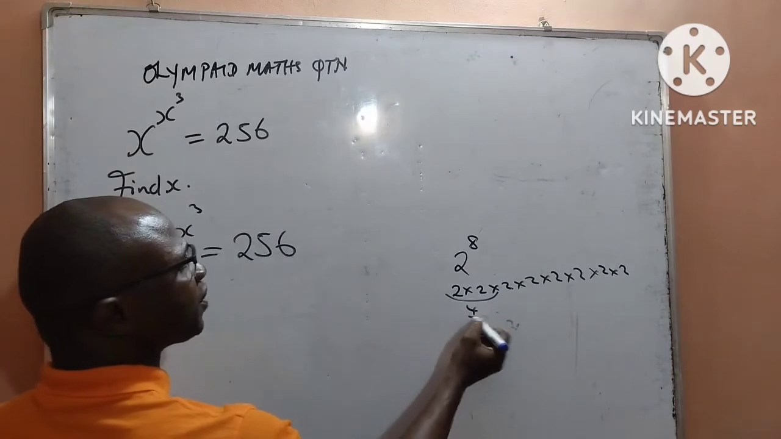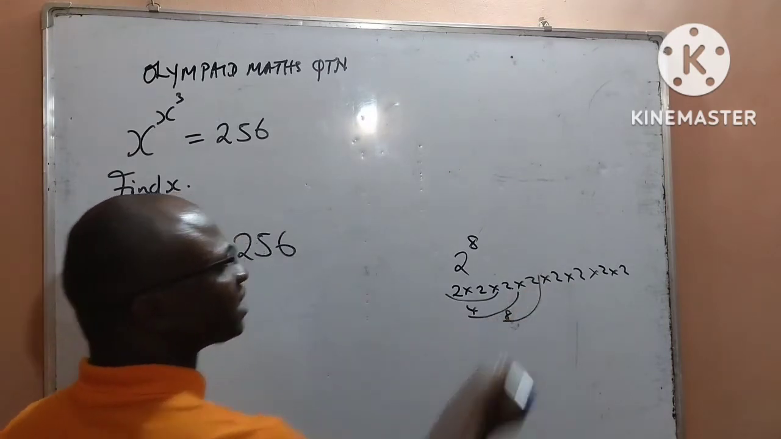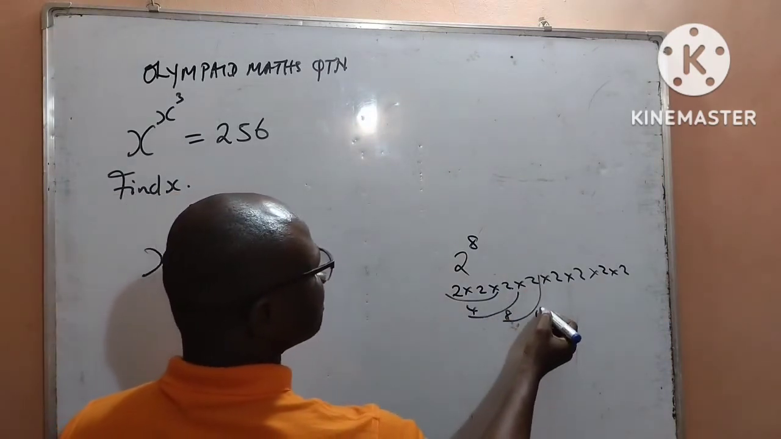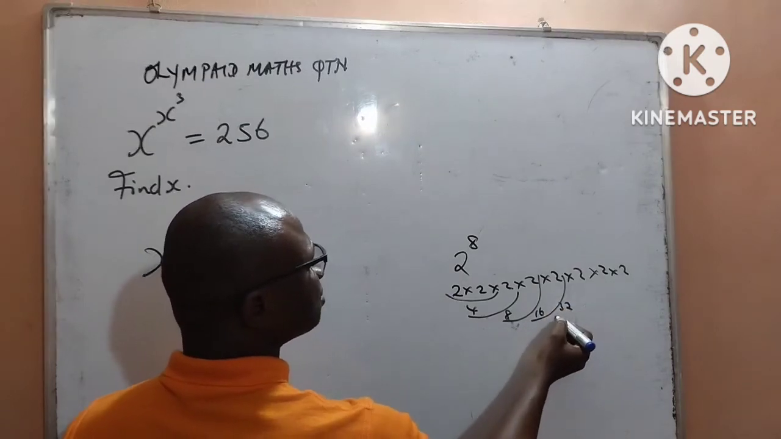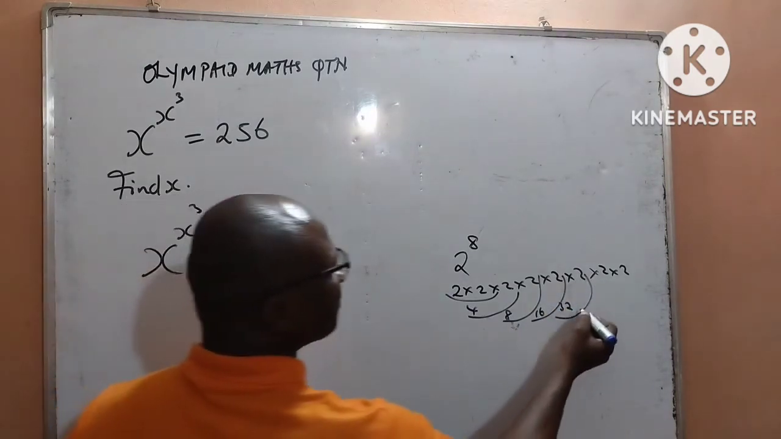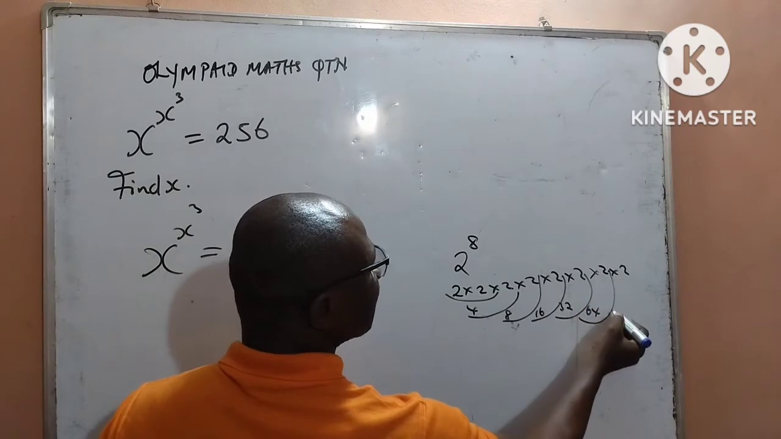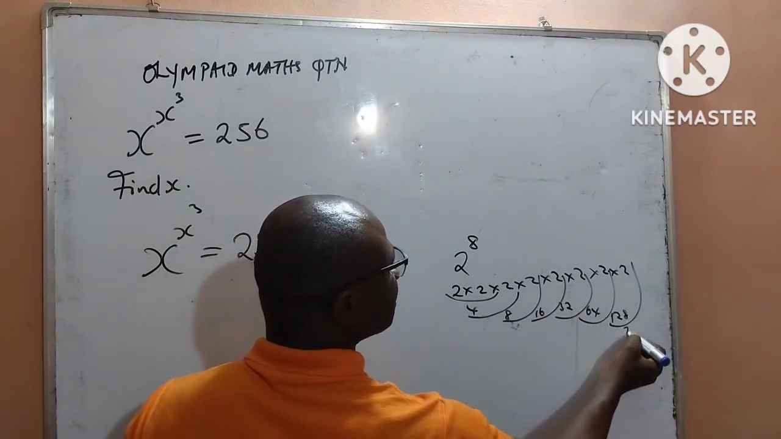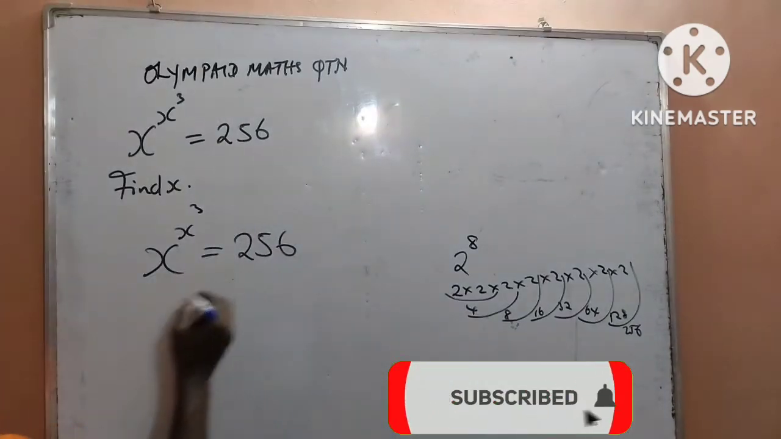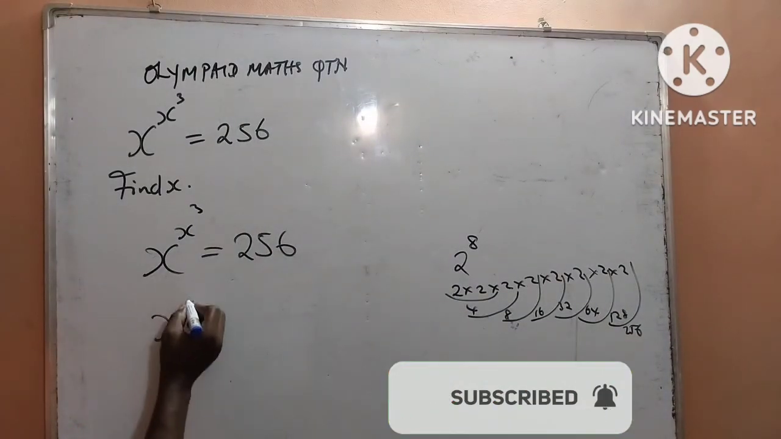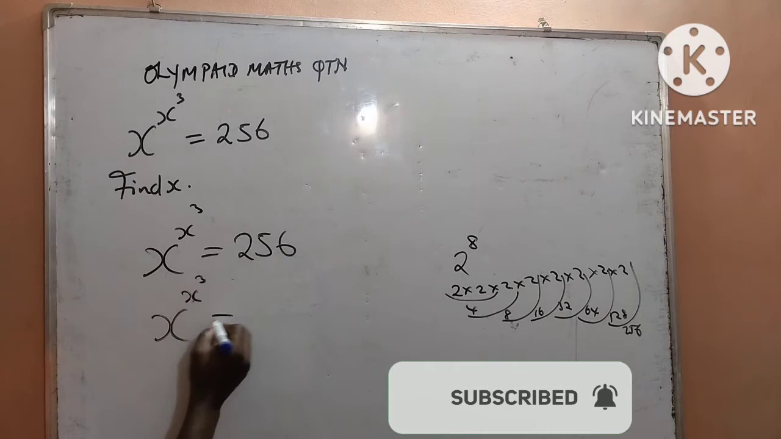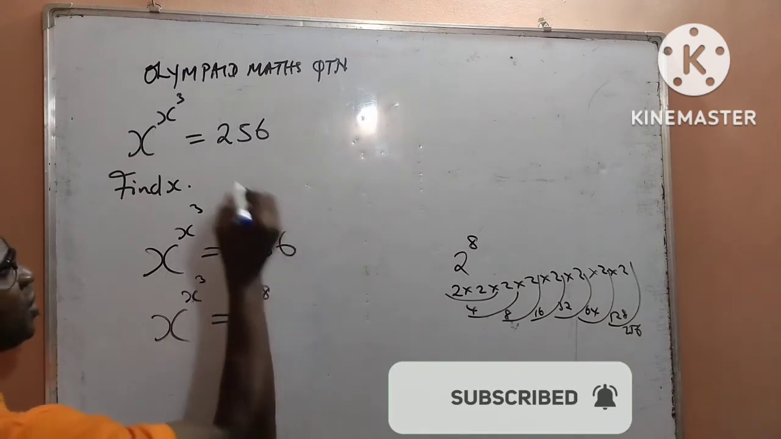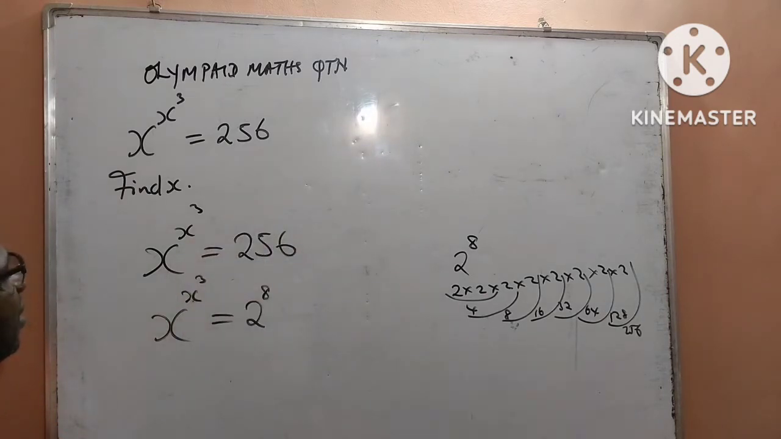2 times 2 is 4, 4 times 2 is 8, 8 times 2 is 16, 16 times 2 is 32, 32 times 2 will give me 64, 64 times 2 will give me 128, and 128 times 2 will give me 256. So I will now write x to the power of x to the power of 3 is equal to 2 to the power of 8. This is my first step.